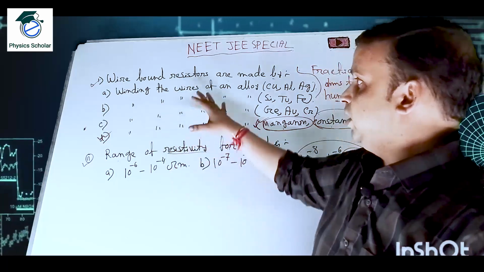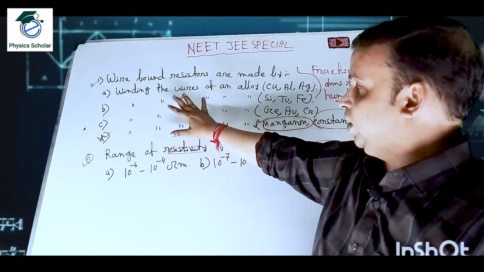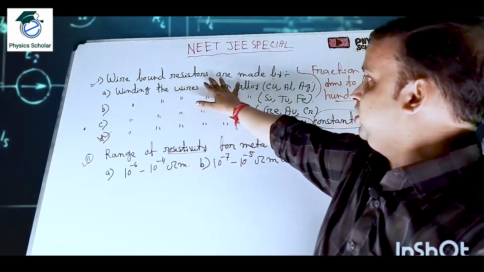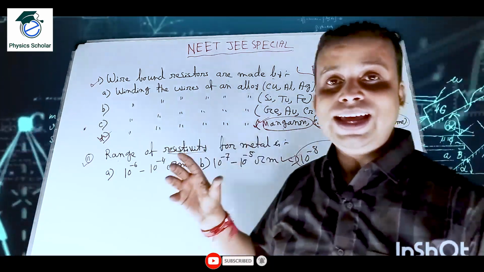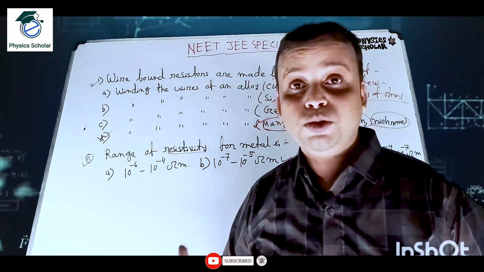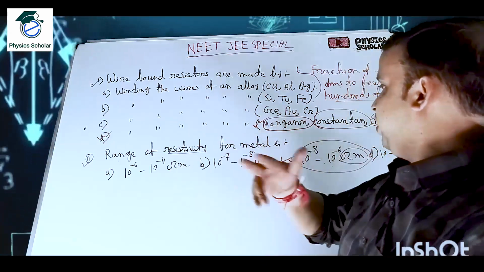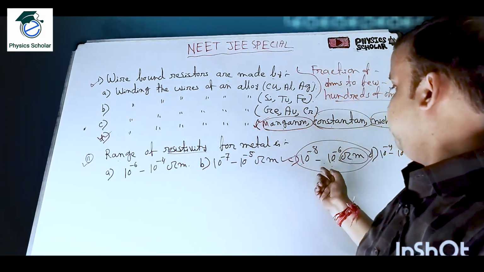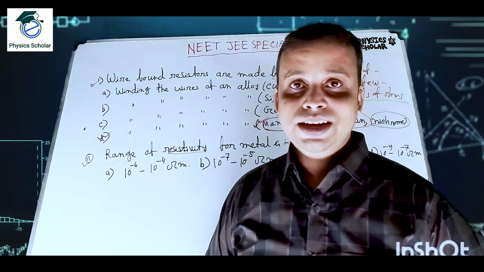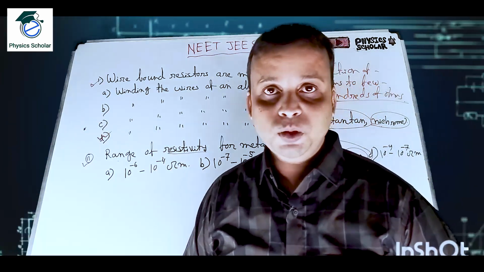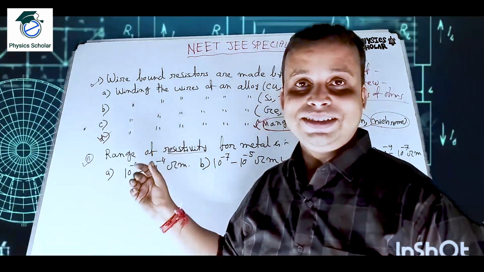Now I hope you have understood. Wire bound resistors are made by manganese, constantan and nichrome, as their resistivity is insensitive to temperature. That's why they are preferred. And the range of the resistivity of a metal is 10 to the minus 8 to 10 to the minus 6 ohm meter. Now let us move to question number 3.